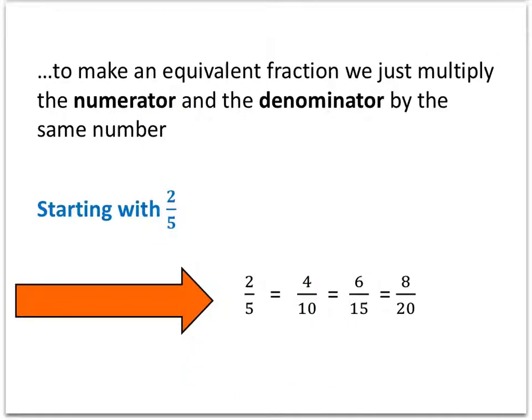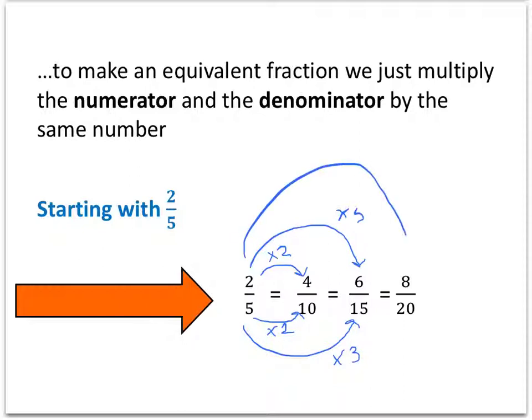To make an equivalent fraction, we just multiply the numerator and the denominator by the same number. So here we are starting with 2/5, and if we multiply the numerator and the denominator by 2, we get an equivalent fraction which is 4/10. If we multiply it by 3, we get an equivalent fraction which is 6/15. And the last one, if we multiply the numerator and the denominator by 4, we get 8/20. So these are all equivalent fractions to 2/5.